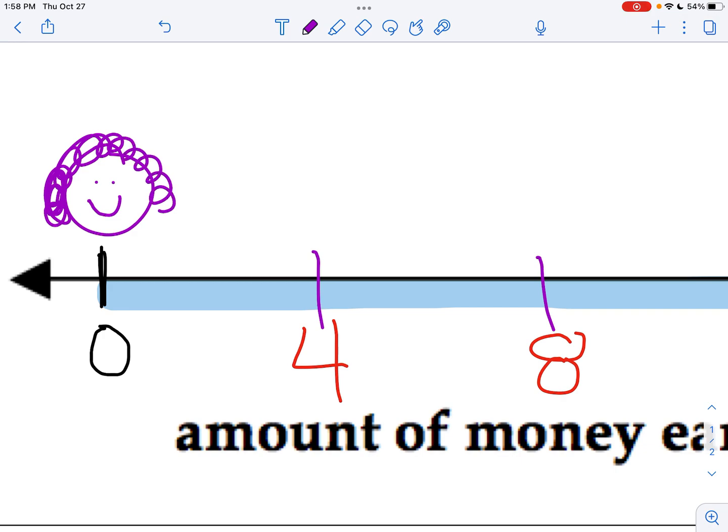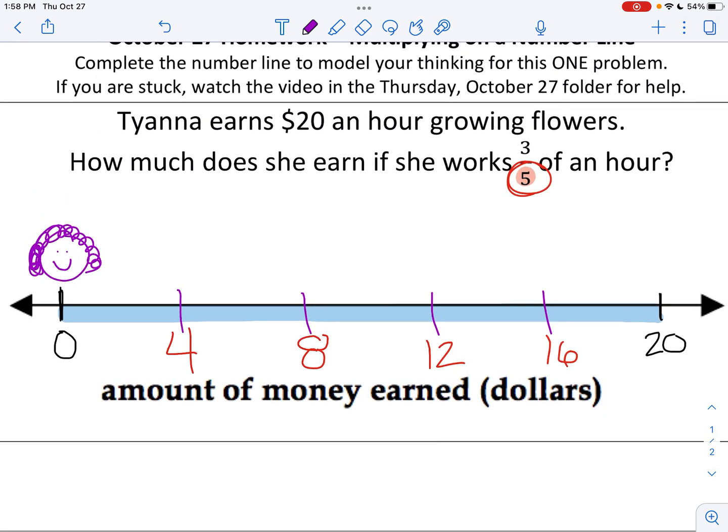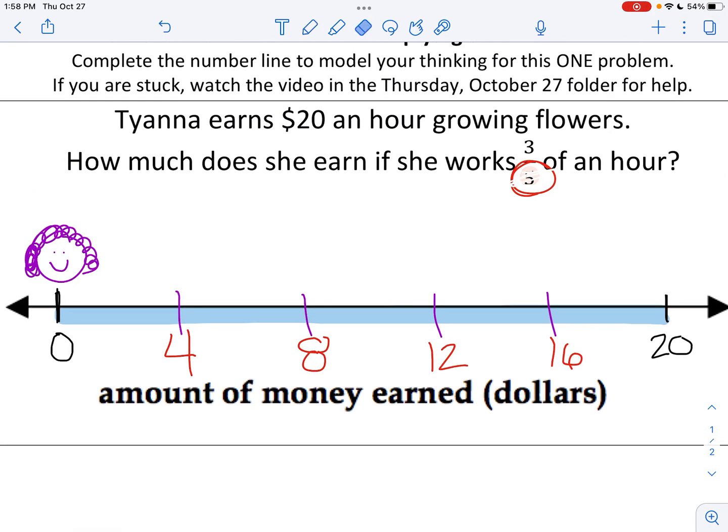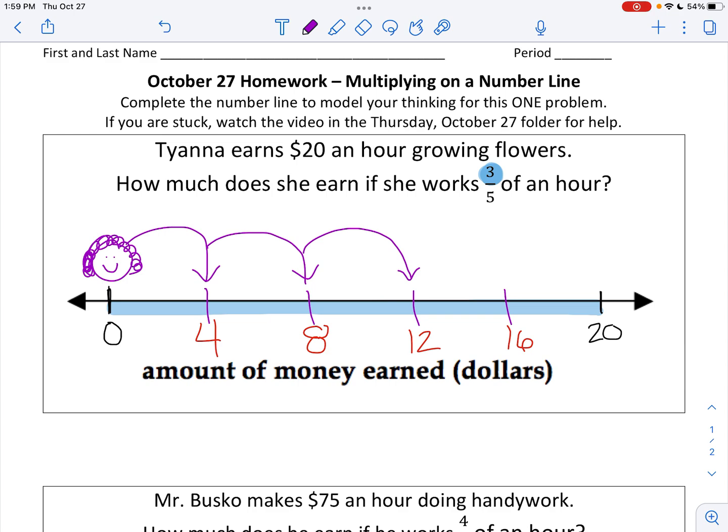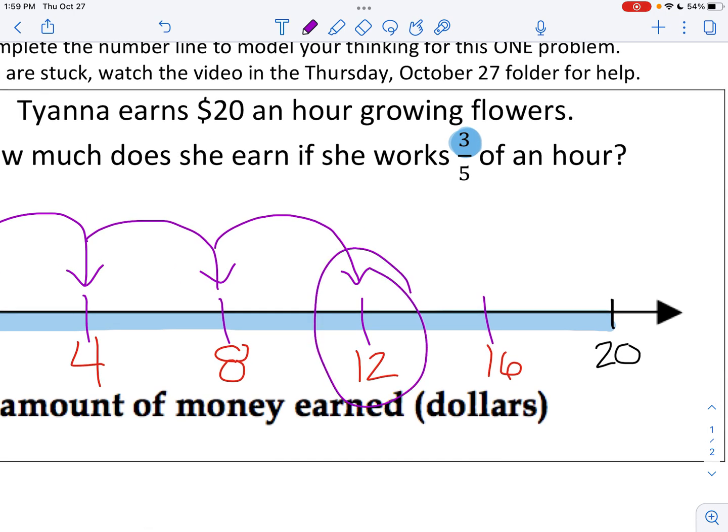All right, there's Tiana. So I need her to work for 3/5 of an hour. So now I'm looking at the numerator of my fraction, 3/5. That means she needs to jump 3 times. That's 1/5, 2/5, 3/5. So how much money does she earn? She earns $12.